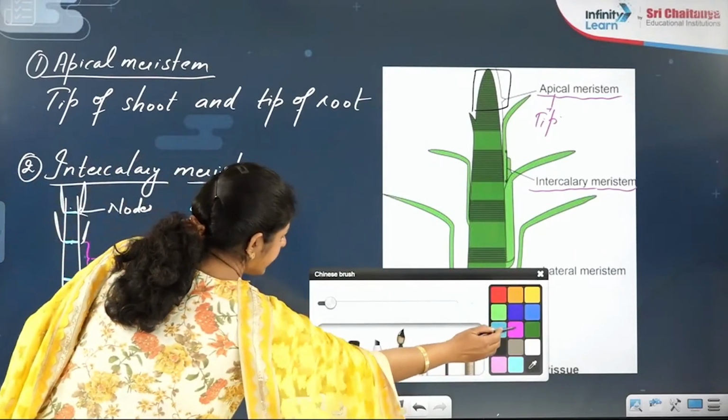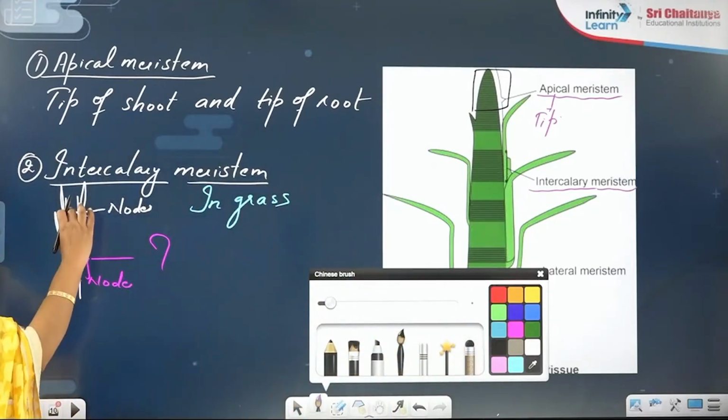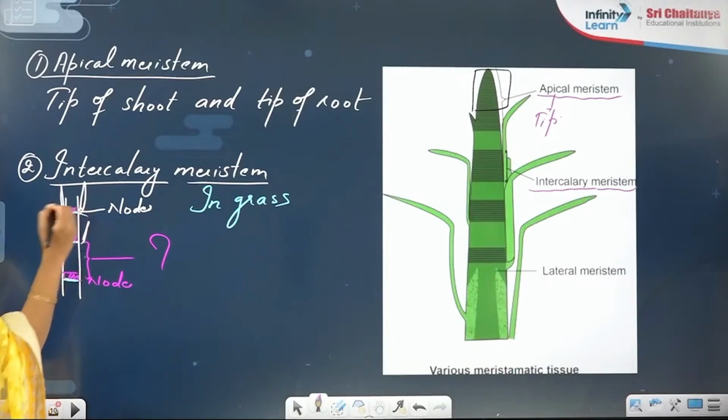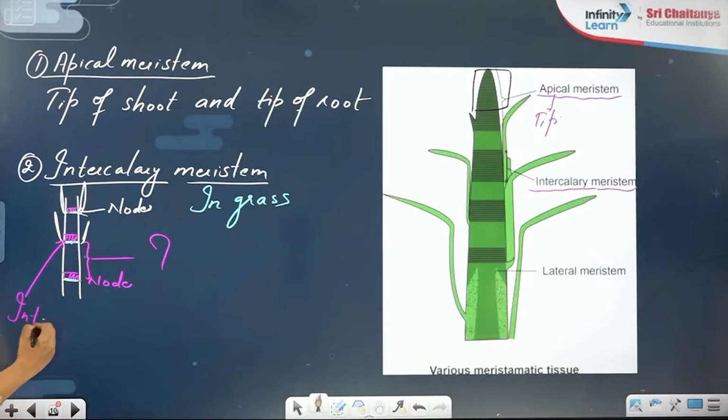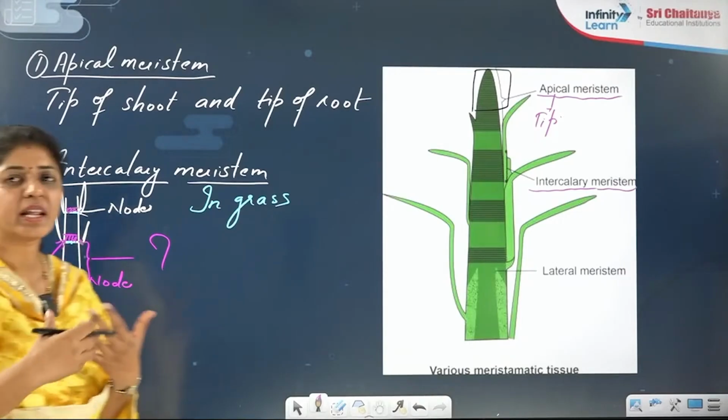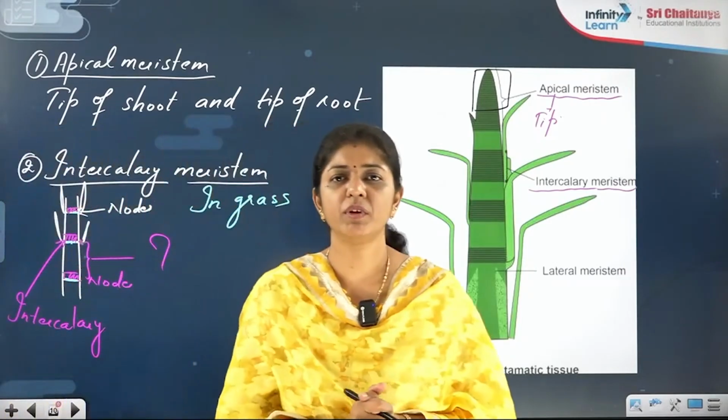Now where is the intercalary meristem? It is present here. This is an internode, the base of the internode. This is an internode, the base of that internode. Are you getting that? At the base of these internodes, what is present? That is the intercalary meristem, in most cases. Otherwise, at the base of the leaf even, you will find meristematic tissue in some cases.